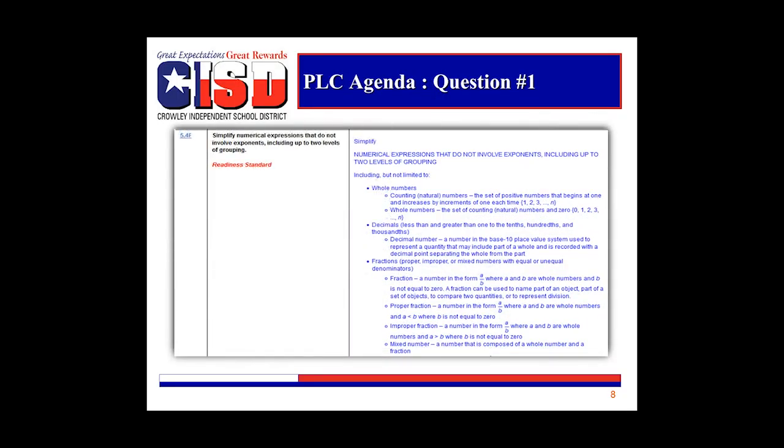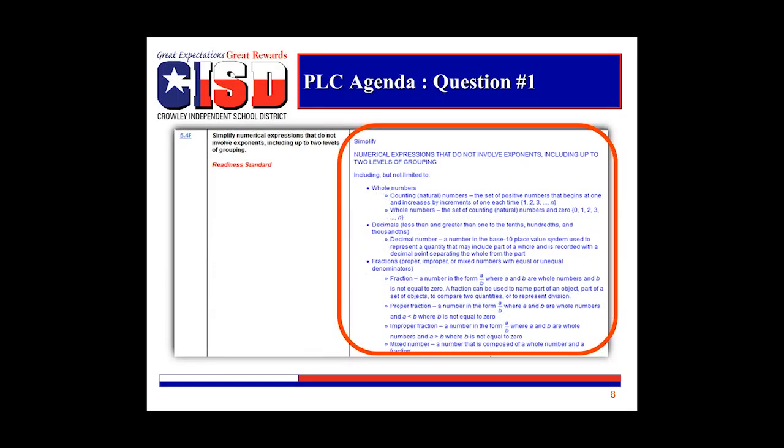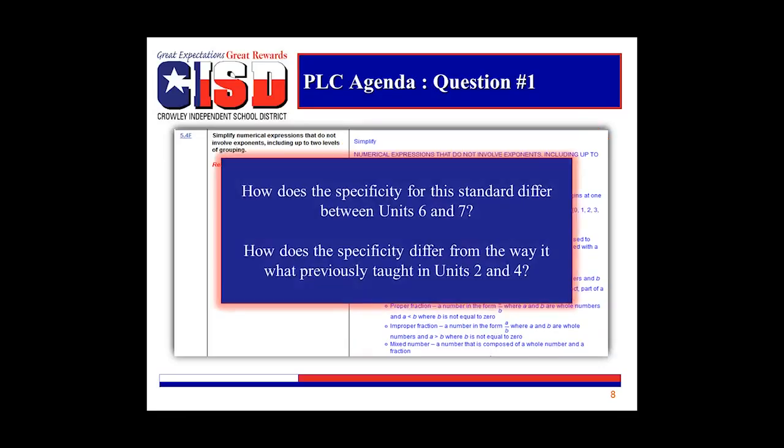Now look at the specificity provided on the Unit 7 IFD for the same standard. Now pause the video to discuss how does the specificity for this standard differ between Units 6 and 7? How does the specificity differ from the way that it was previously taught in Units 2 and 4?